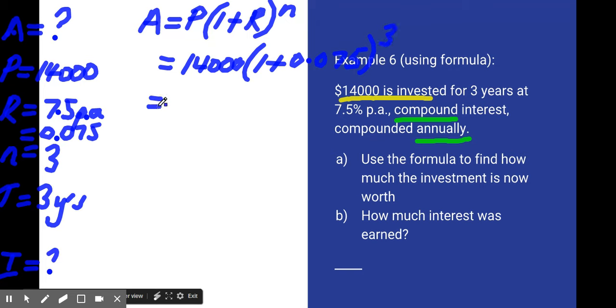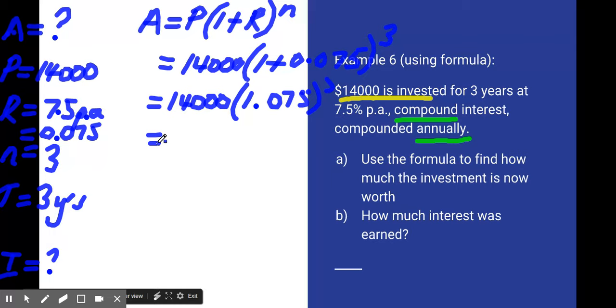In the next line, it's a good idea to write this next line, but you can just do it on your calculator if you like. 14,000 times 1.075 to the power 3. And then at this point, you do need to type this into your calculator. Times, open a bracket. Don't forget to put that 0 in there because it will change the answer quite significantly. Remember, if you get a fraction, press S to D, and that'll give you a decimal.